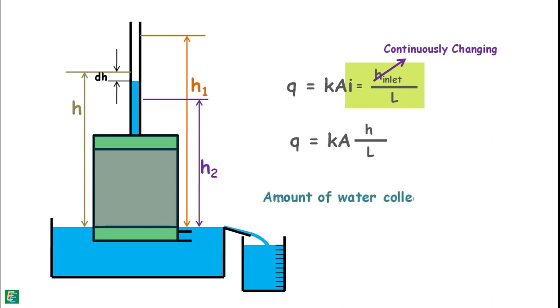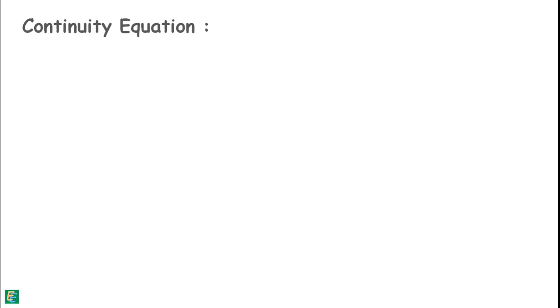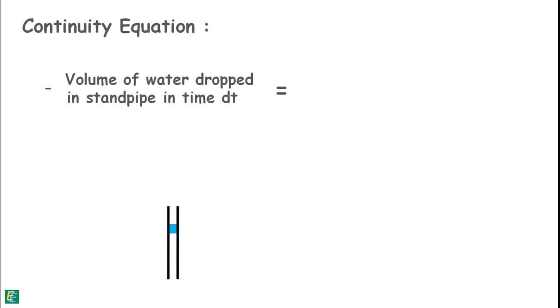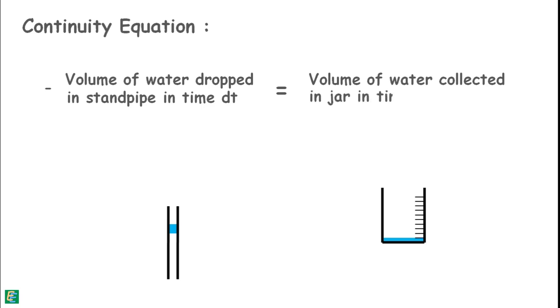And the amount of water collected in the jar with this rate in a small time interval dt will be q into dt. So, using the continuity equation, we can write volume of water dropped or decreased, negative sign for the decrease, in the standpipe is equal to the discharge of water collected or increased in the jar through the outlet. Volume of water dropped in the standpipe is area of standpipe multiplied by the height of drop of water, and the amount of water collected in the jar is discharge rate multiplied by the time interval.